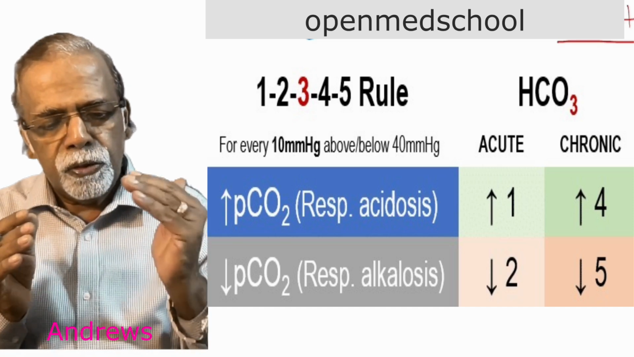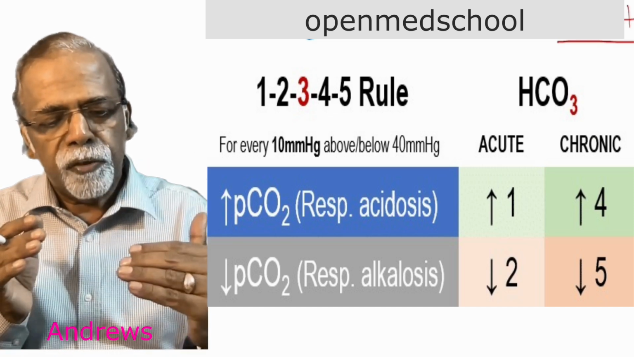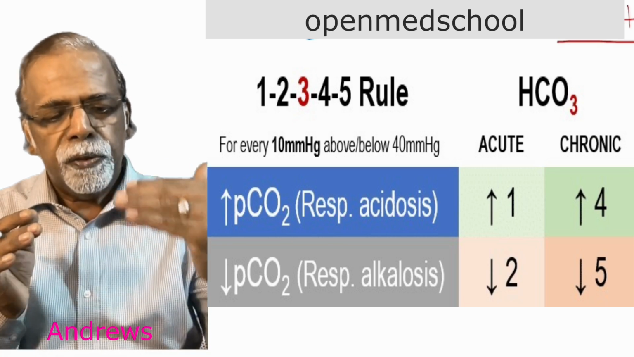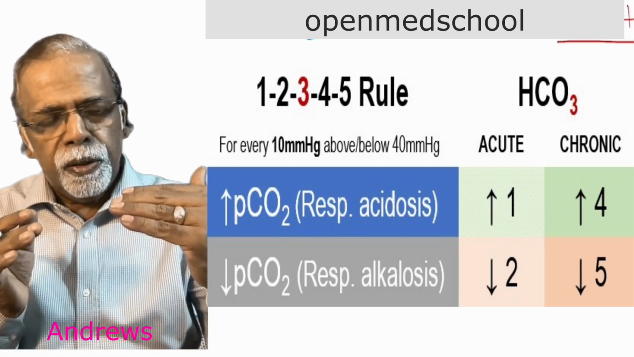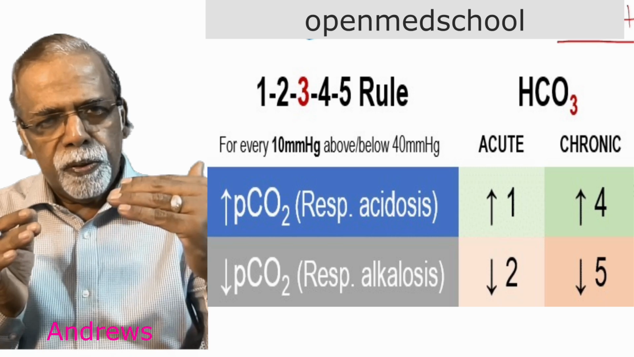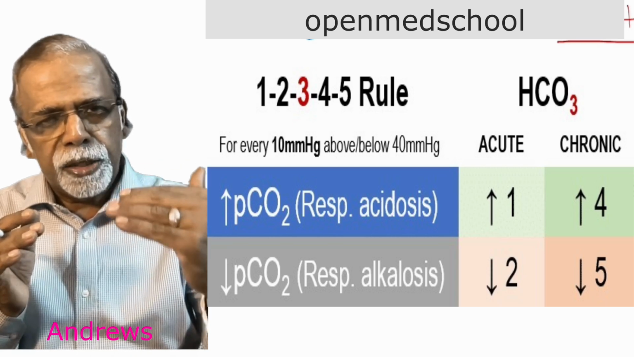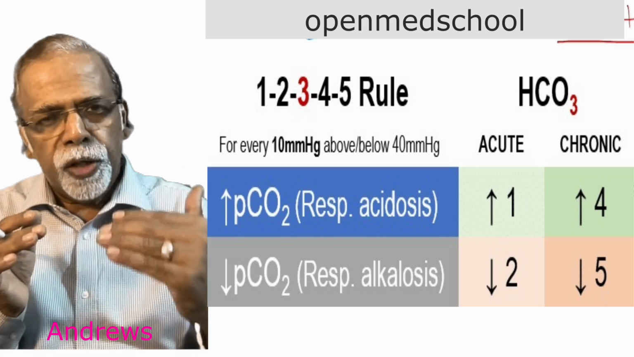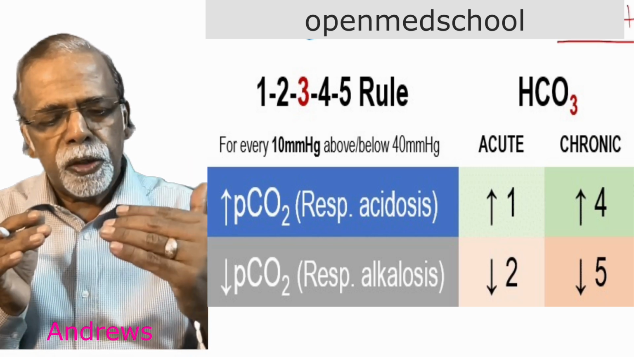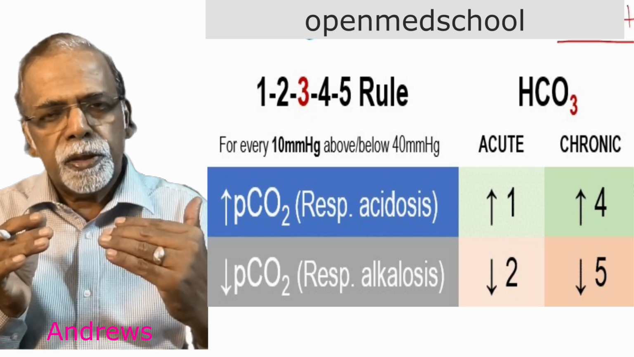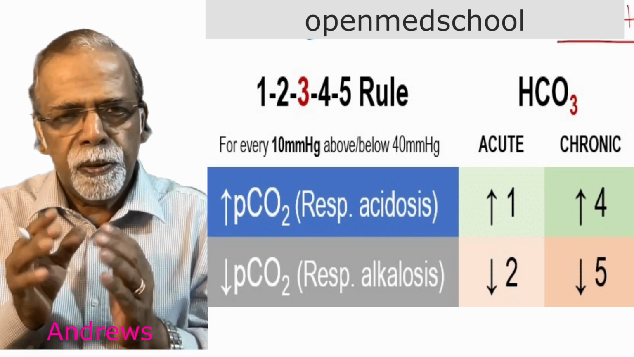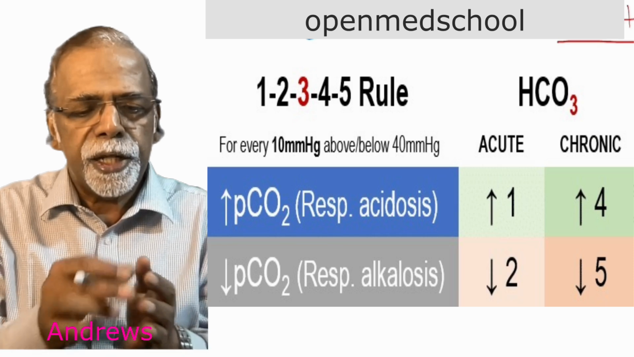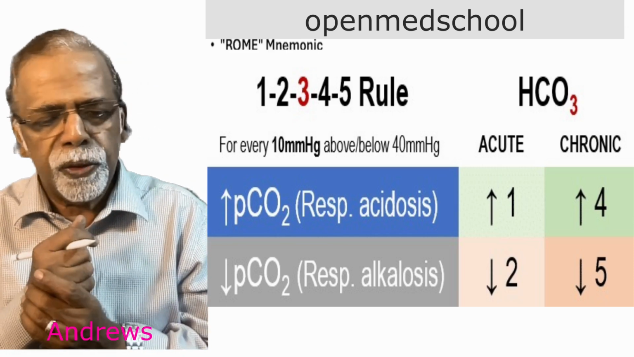That is the rule of 2, and for the chronic one it is 5. So for the acute one, you remember 1 for acidosis and 2 for alkalosis. For the chronic one, for acidosis it is 4 and for alkalosis it is 5. So by using these two formulas, we can identify whether it is acute or chronic.